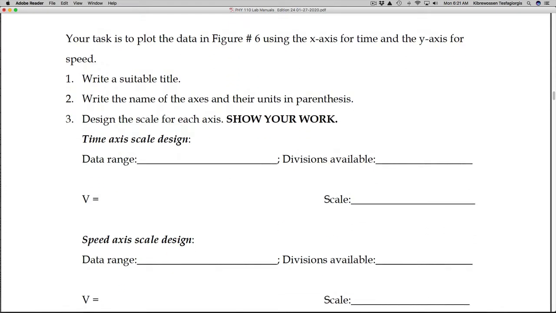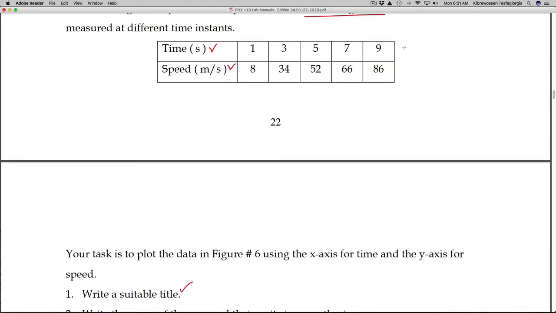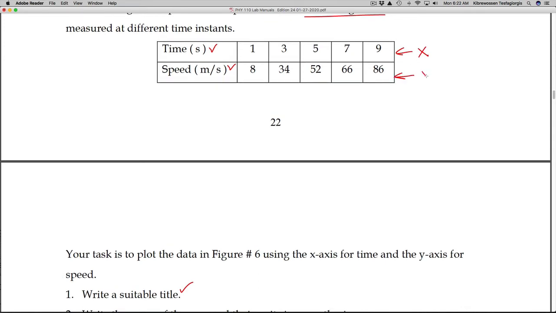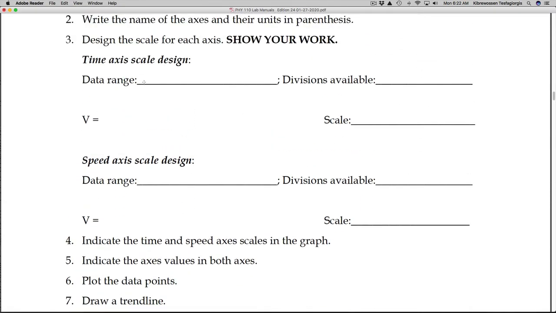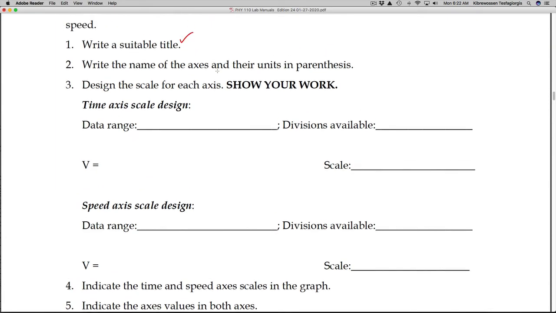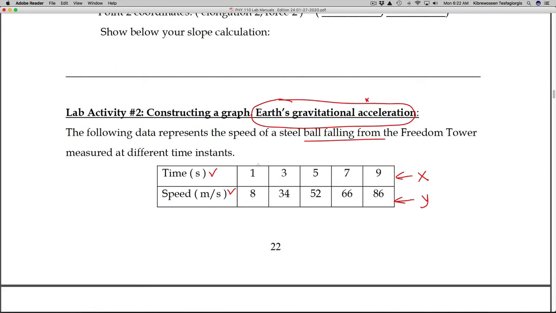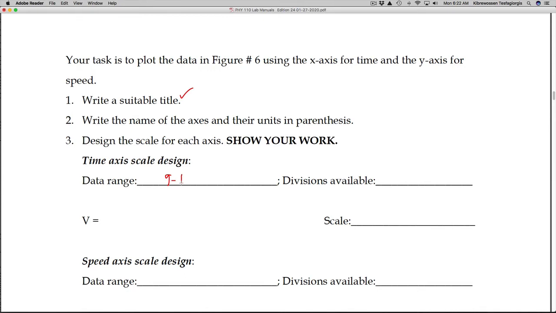Okay. And then the second question is write the name of the axis and their values in parentheses. So this will be your x or horizontal, and this will be your y or vertical. All right. Then you need to find your data range for the time axis. We already know how to find data range. What is your minimum value? In this particular case, your minimum value is 1, your maximum value is 9. So therefore, your data range is going to be this, right?